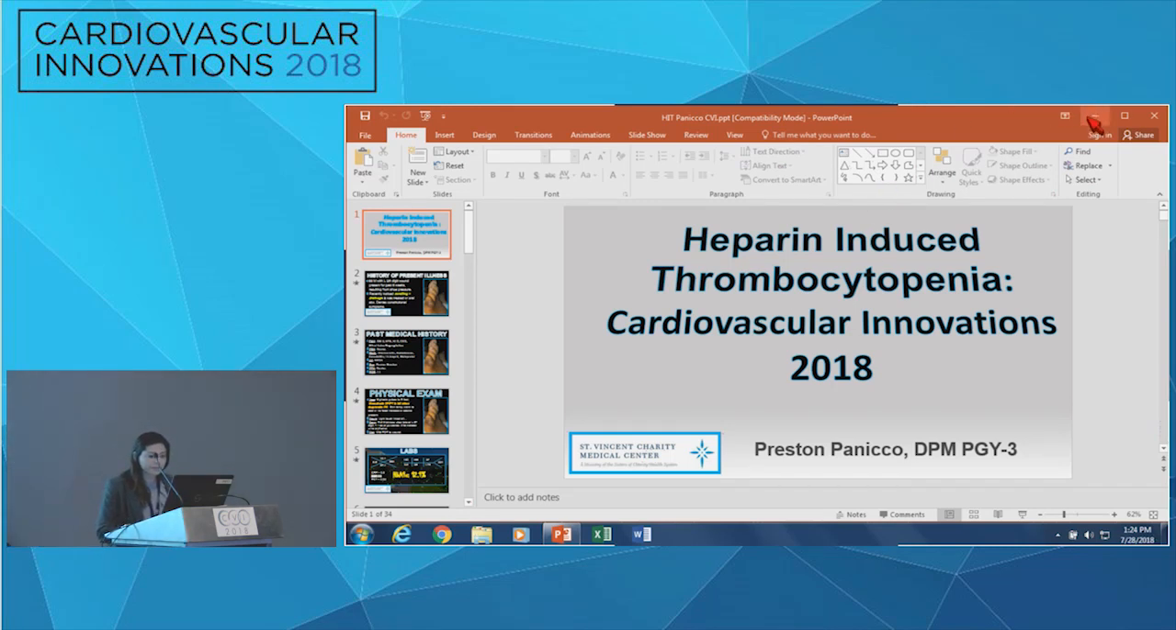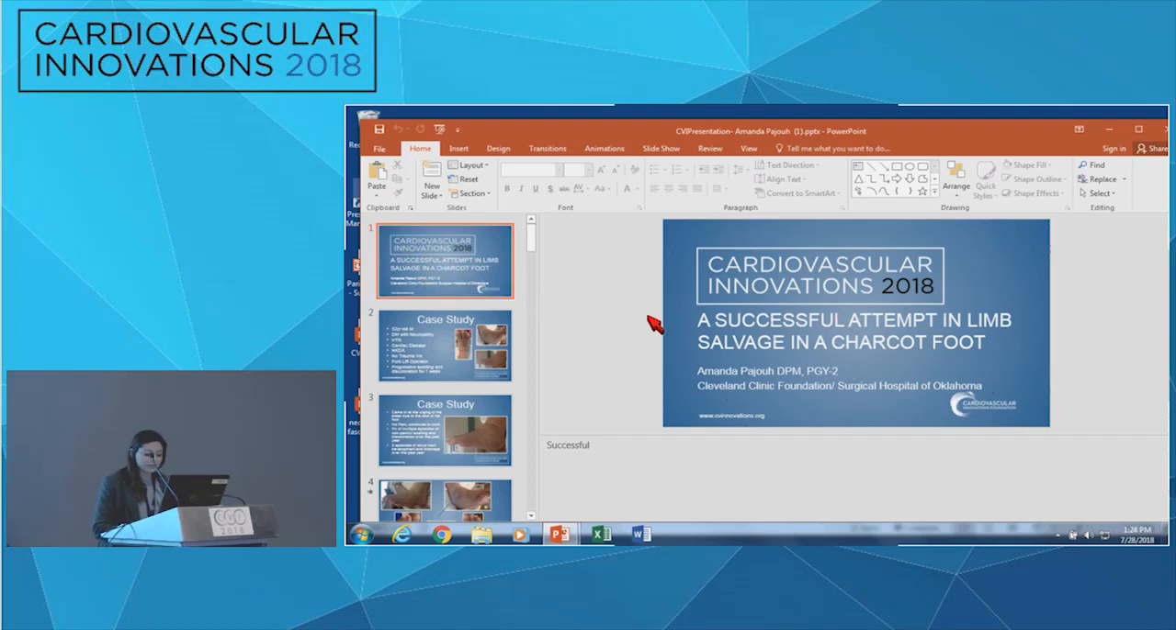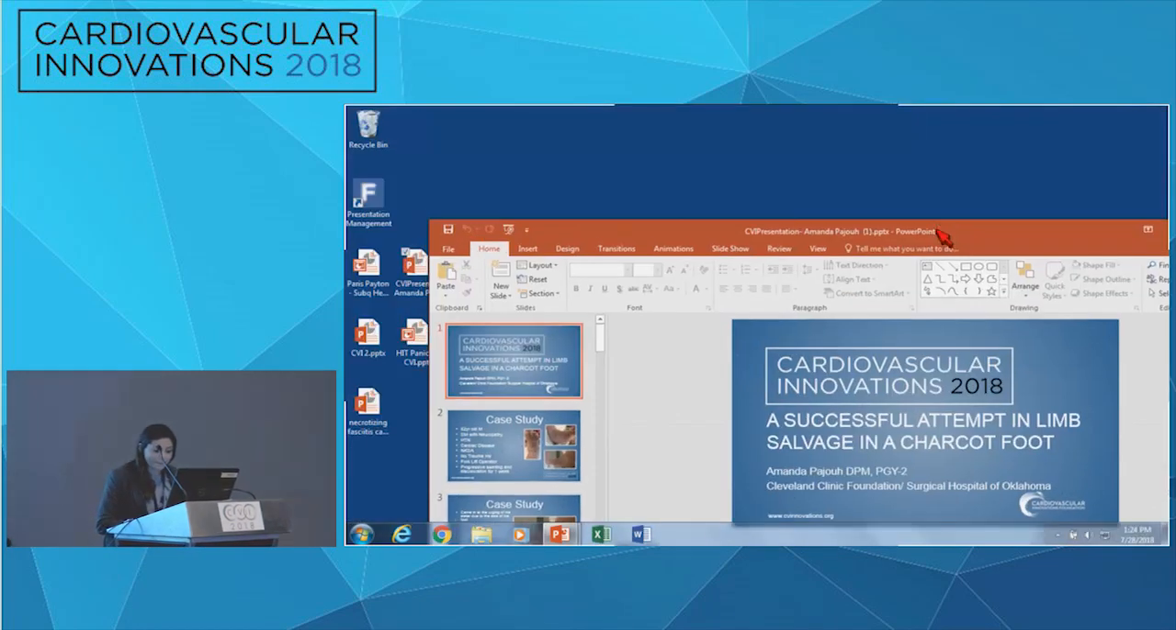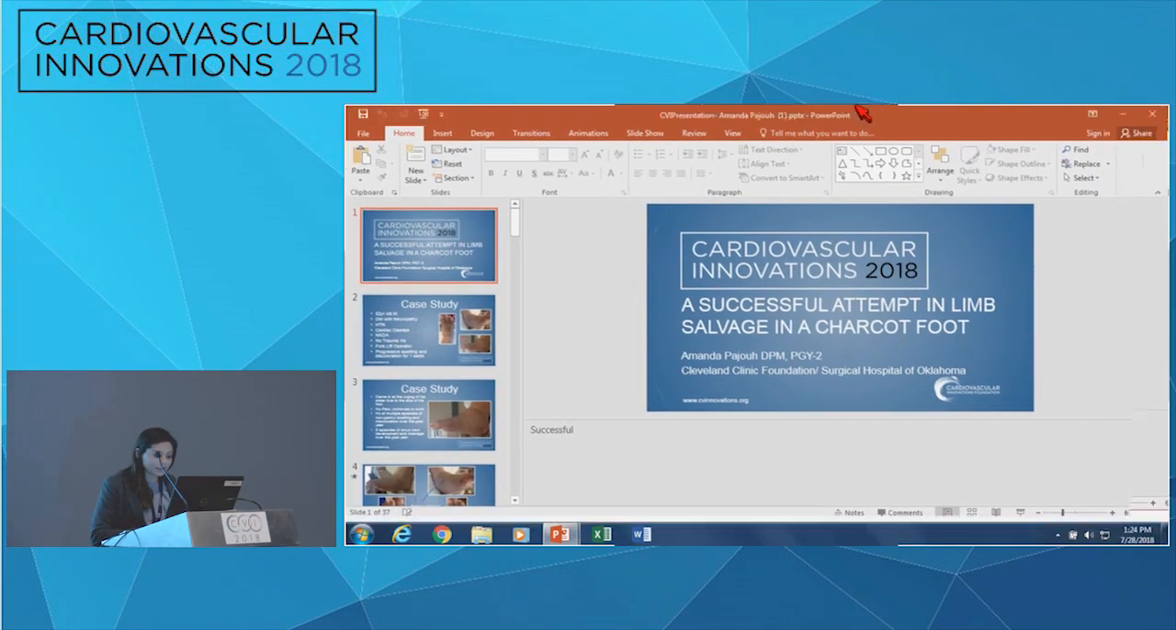Amanda Peugeot is going to lecture, and she was at the Cleveland Clinic, and now she's a PGY2 in Oklahoma City. Is that right? Yes, it's a conjoined program. If I can get it to work.